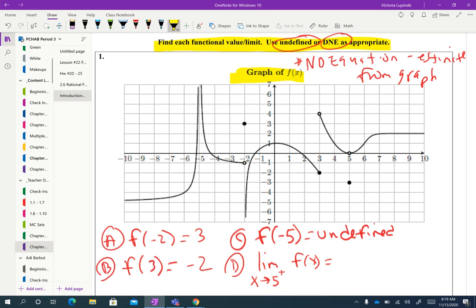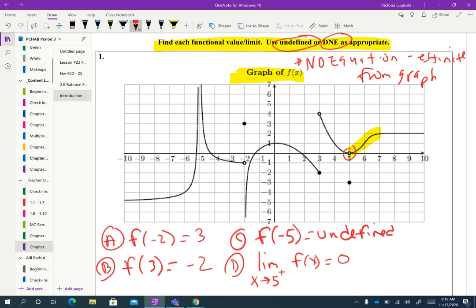So locate 5. You're doing a right-handed approach, which means you would be approaching 5 here from the right-hand side. Now notice, as you approach, you're getting closer and closer to this open circle. Even though that value is undefined on the x-axis, a limit just means you're getting closer and closer and closer. So what y value are you getting closer and closer to? Well, that would actually be 0.